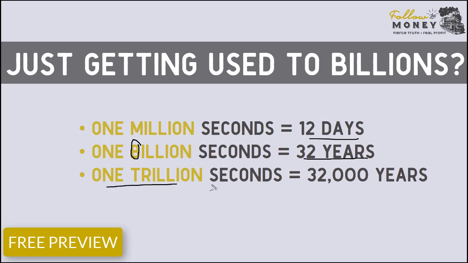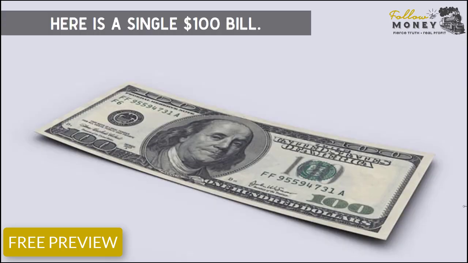Of course, 1 trillion seconds would be the equivalent of 32,000 years. So you can see that the difference, even between a billion and a trillion, is really quite exponential. It's not what we would think. So let's go ahead and take a look at this infographic, and it helps us to visualize this if you haven't seen something like this before.